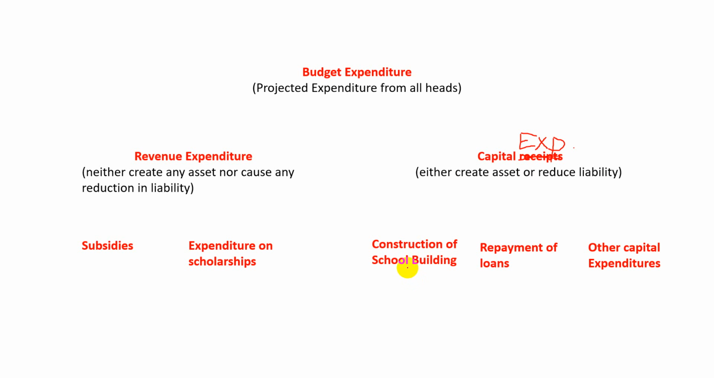Construction of building. What happens in this case? Construction of school building is the capital expenditure of the government because it creates assets. Repayment of loan. It is capital expenditure because in this case there is reduction in liability of the government.